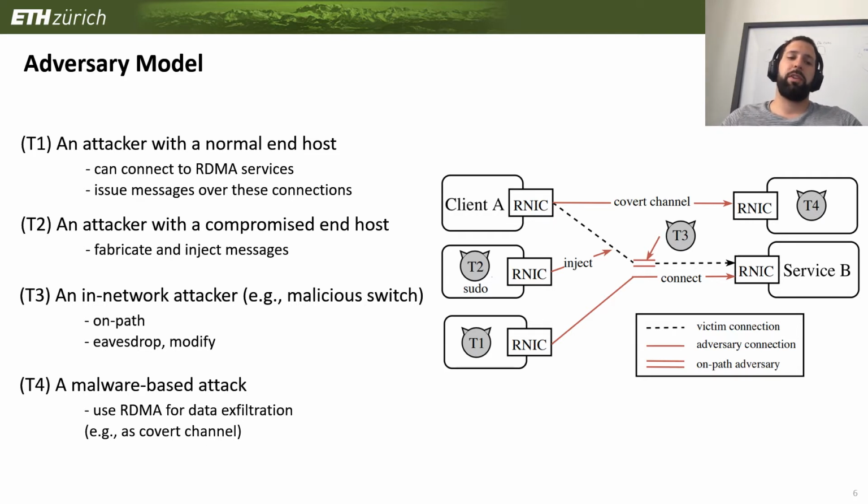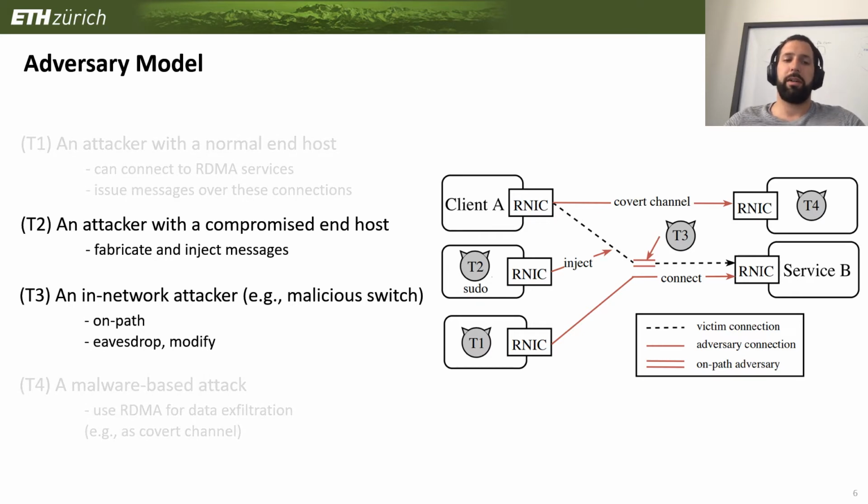As mentioned, we consider 4 different attack models, numbered T1 to T4. Considering T1, the attacker would be a regular end host, and it can connect to an RDMA service and issue messages over this connection. If we consider T2, here the attacker has compromised an end host, and can try to fabricate and inject messages into existing connections. Then T3 would be an in-network attacker, so it would be on path, and in addition to T2, it can also eavesdrop and modify packets that are passing by. T4 is a bit special. Here we consider a malware-based attack and use RDMA for data exfiltration. In today's talk, we'll mainly consider attackers T2 and T3.